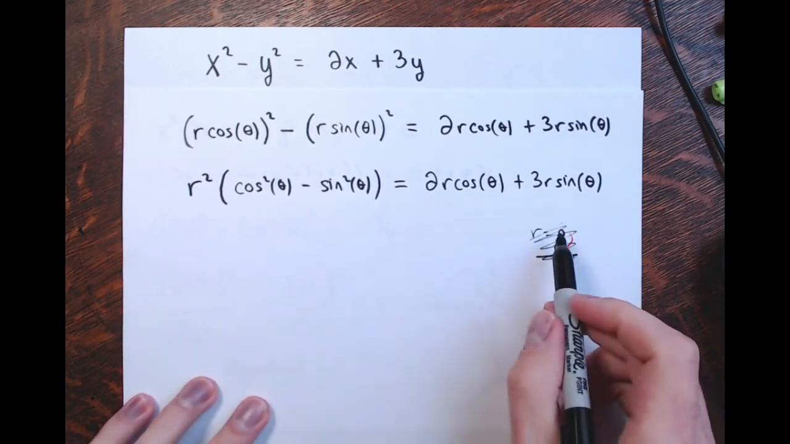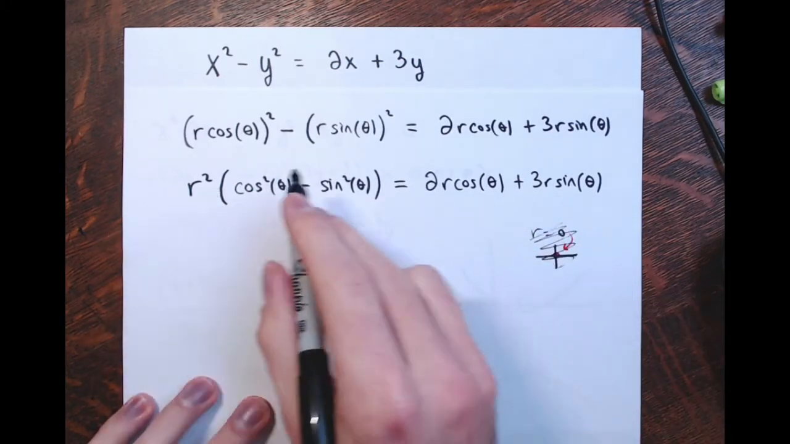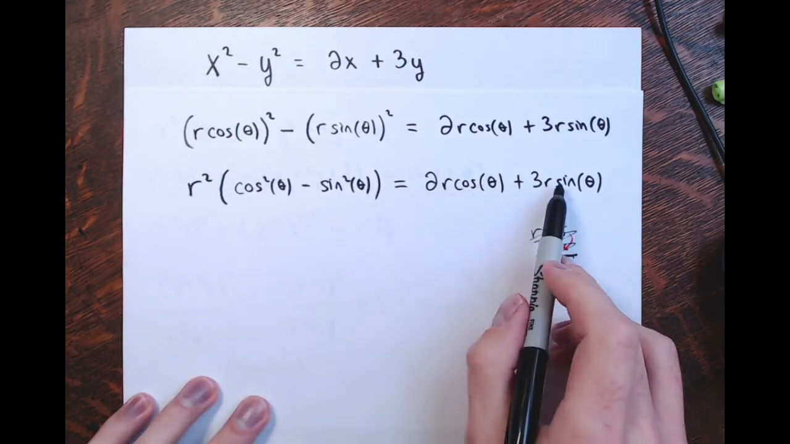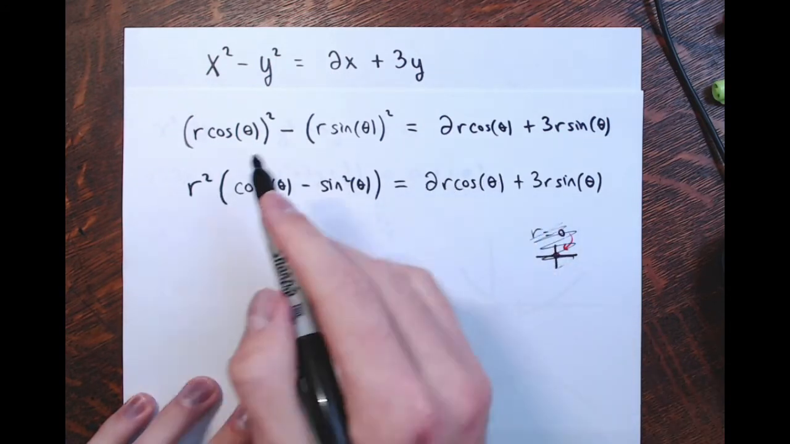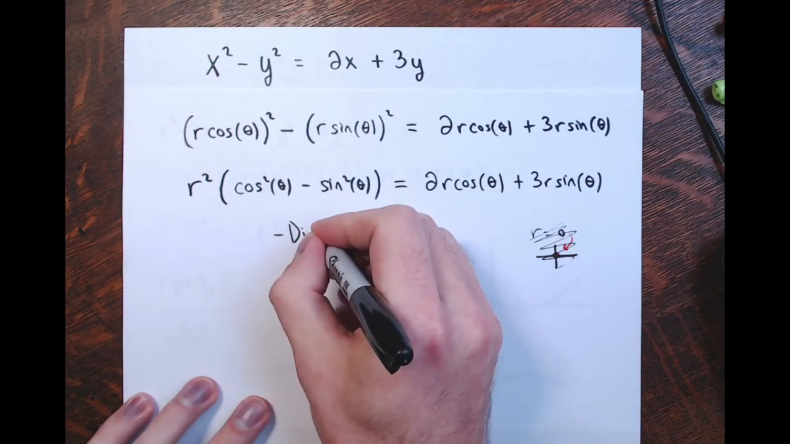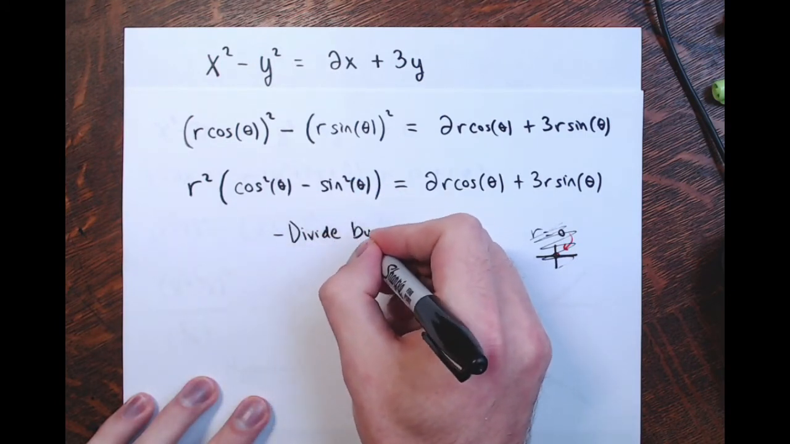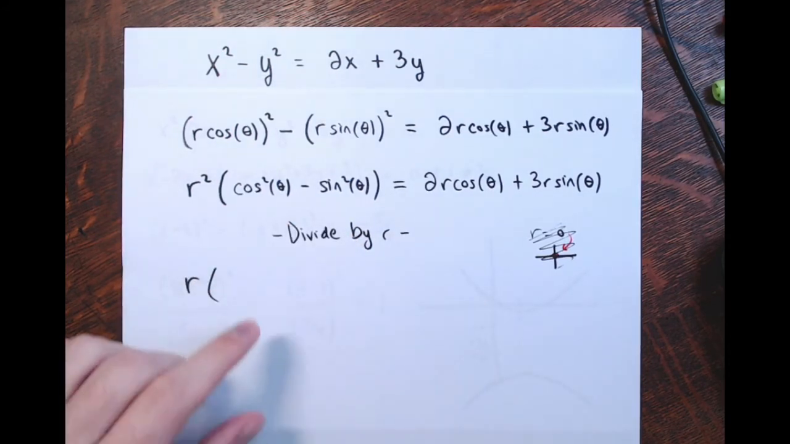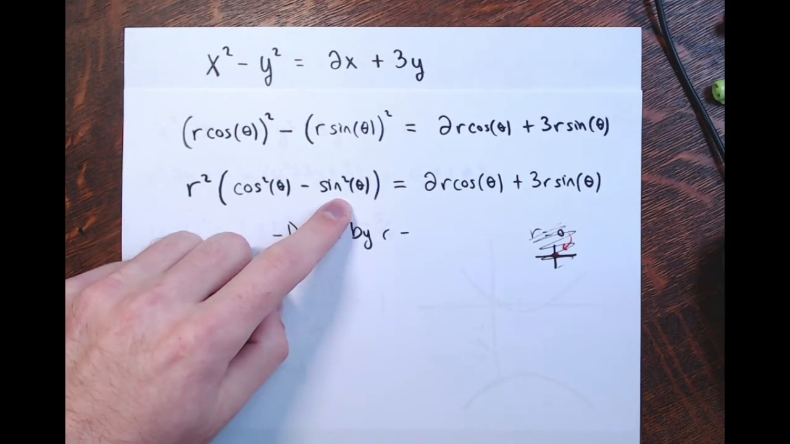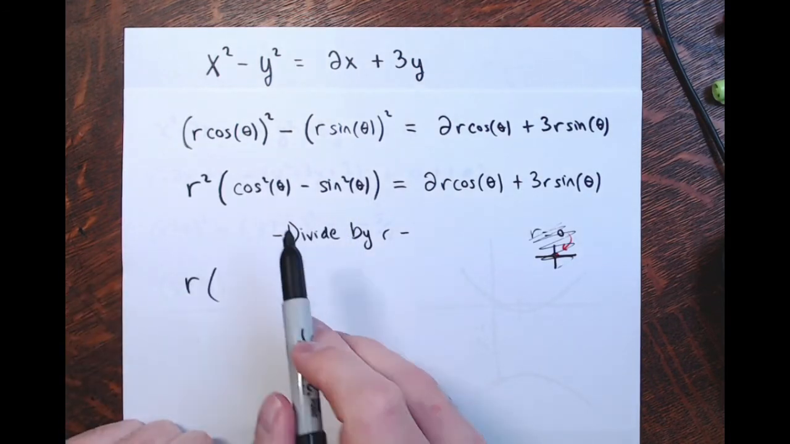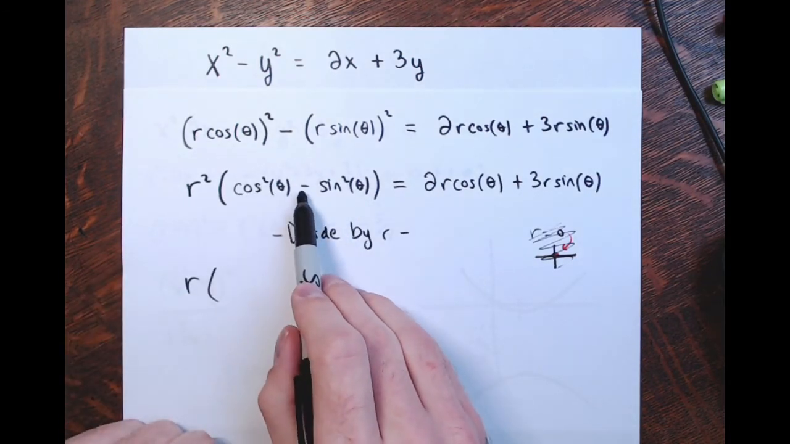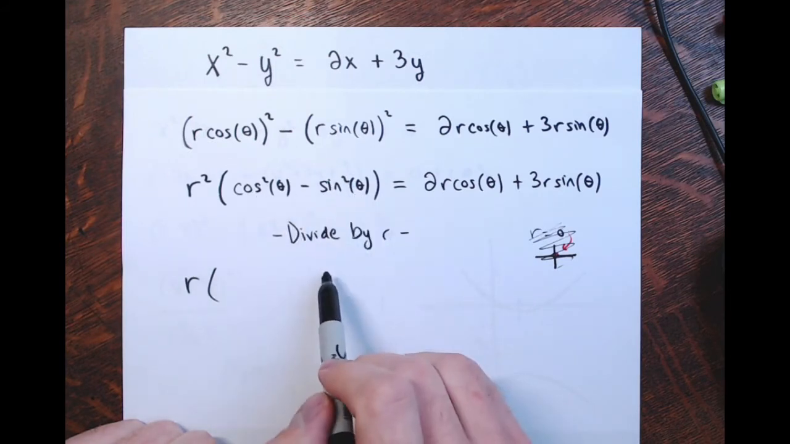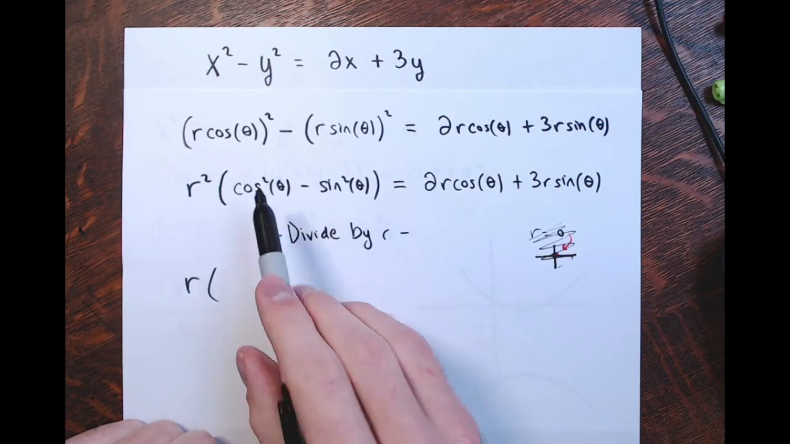So I'm going to get rid of r equals 0 here and just divide through by r. Notice that both sides have a common factor of r. Right? Both terms over here have an r. So I'm going to divide out that common factor of r, divide by r, and we have r times, now this might look familiar to you, I'm hoping, cosine squared theta minus sine squared theta.